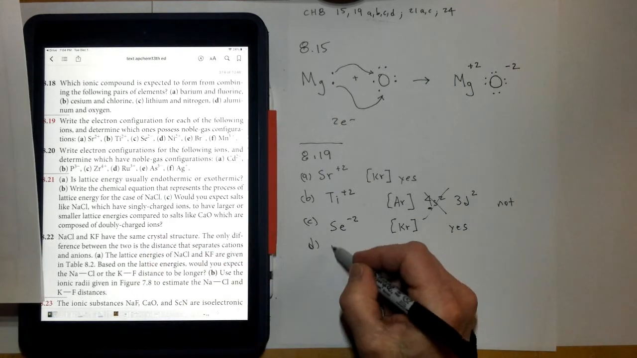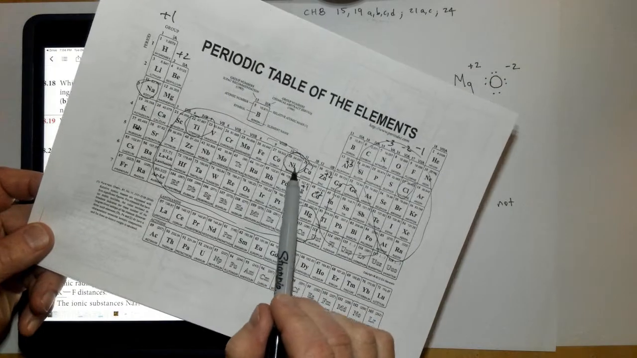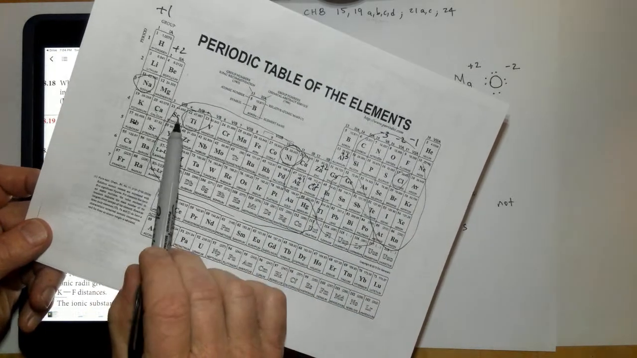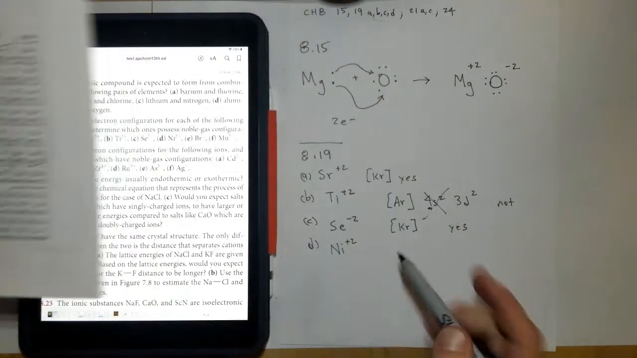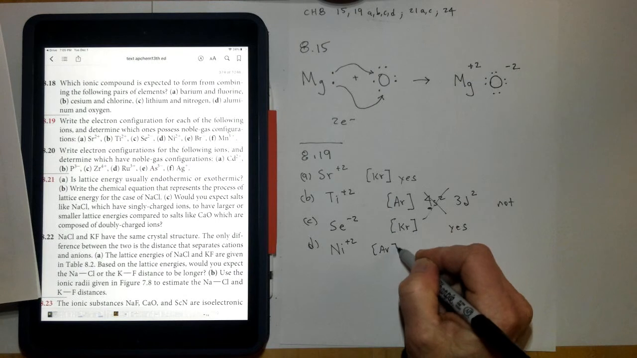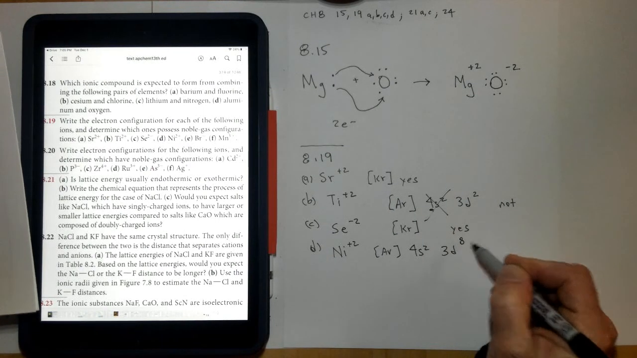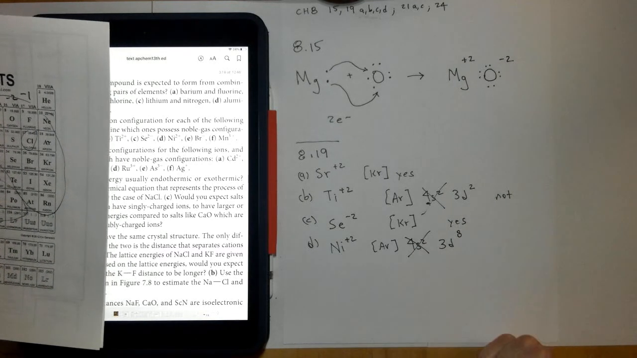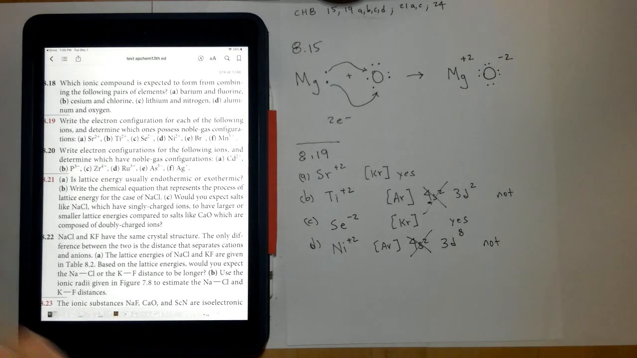And then 19D, nickel plus 2. So nickel's located right here. If you'd normally write the electron configuration, it would be argon 4s2, 3d 1, 2, 3, 4, 5, 6, 7, 8. So argon, and the 4s2 would fill, and then we'd have 3d8. And since it's plus 2, it has to lose 2 electrons, and the ones it loses are the 4s electrons first. So it does not have a noble gas configuration because it's got these 3d8 electrons in it.